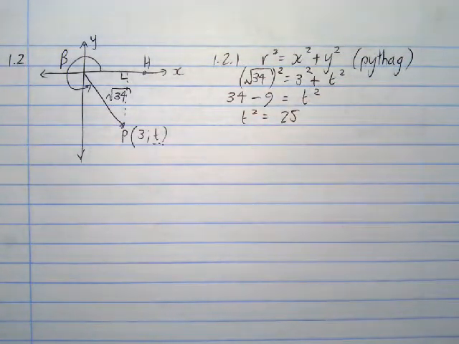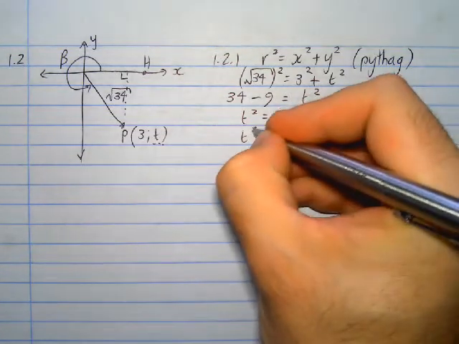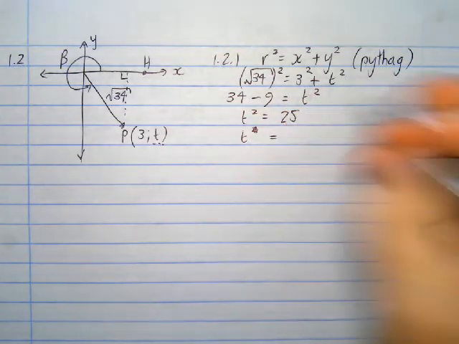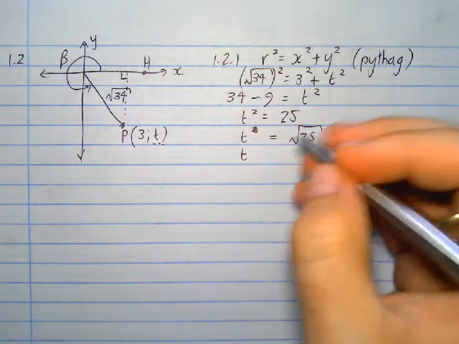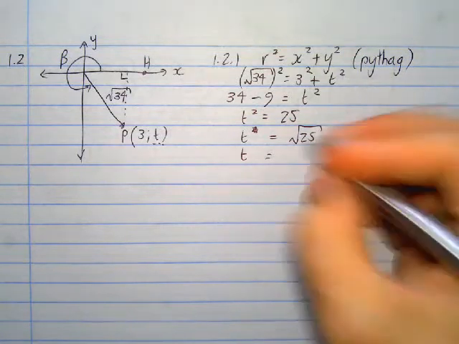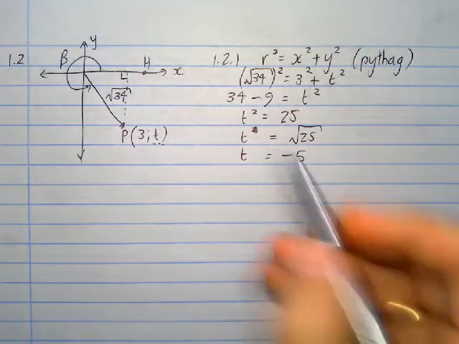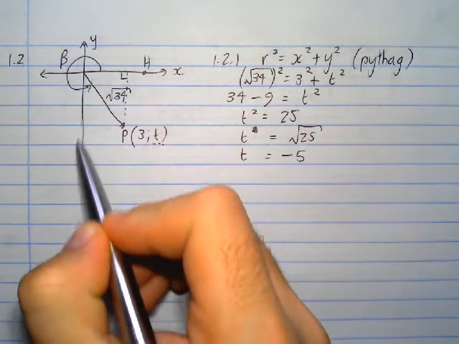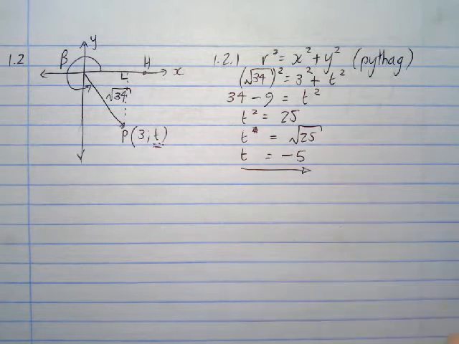So that makes t equal to root of 25. But now it's important to note that t is not 5, t is negative 5. Why is t negative 5? Because we are in negative territory for y. So t is negative 5.